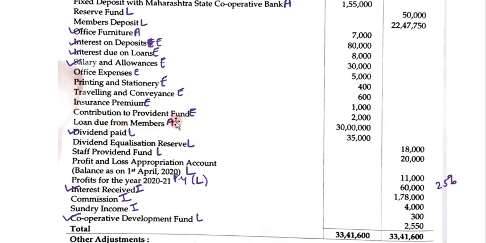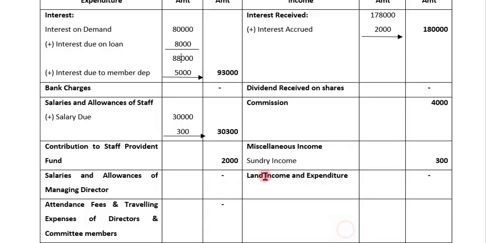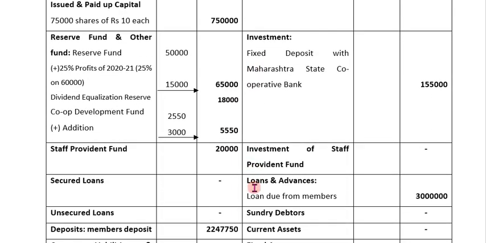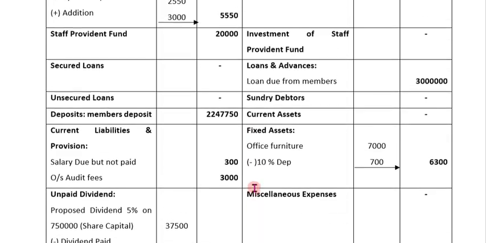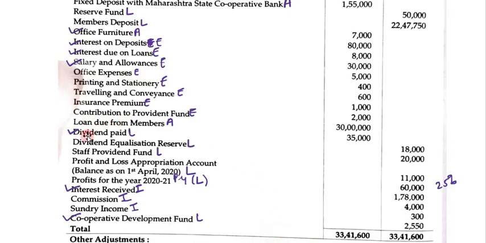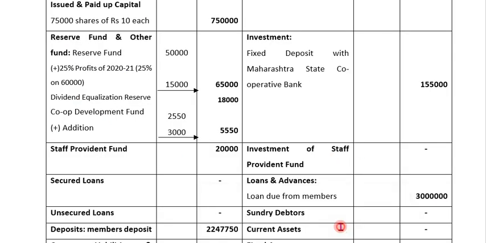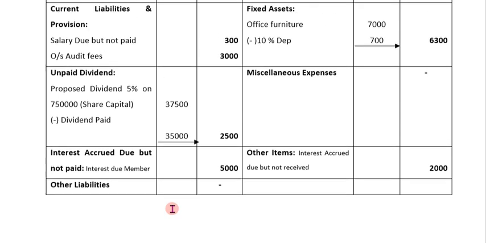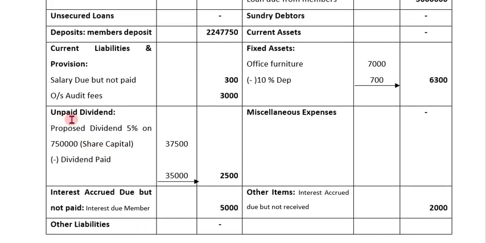After contribution to provident fund, next entry is loan due from members. Asset side, amount of loan due from member is 30 lakh rupees. So in asset side, write under the heading loans and advances, loan due from member 30 lakh rupees. Next is dividend paid, that is 35,000. Now see, dividend paid will come in liability side. Okay, in liability side, see here, unpaid dividend.